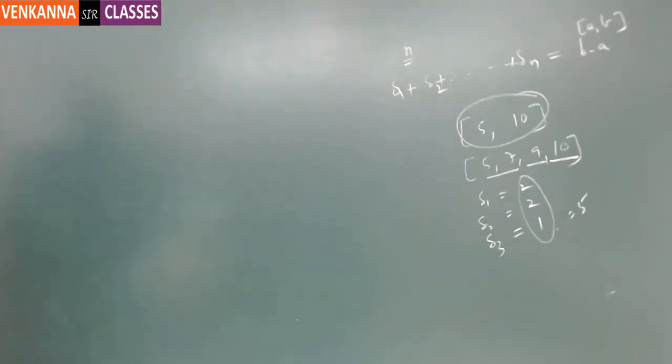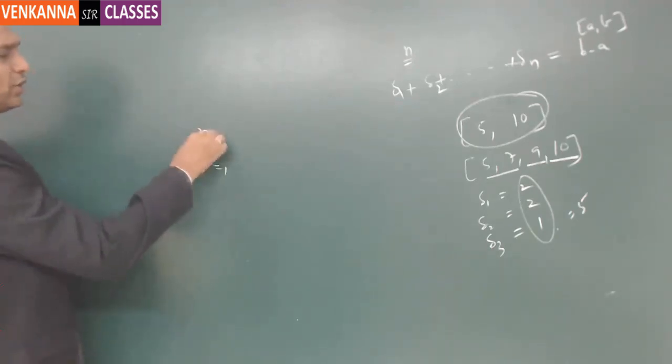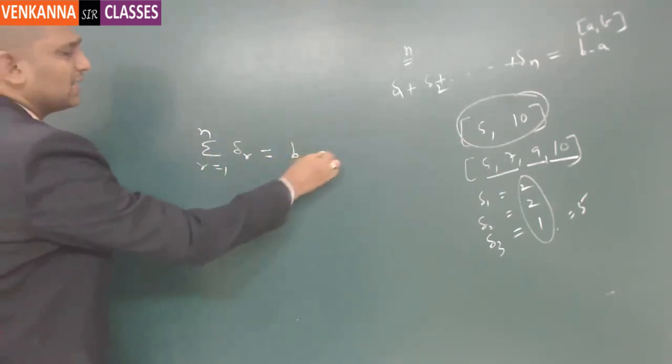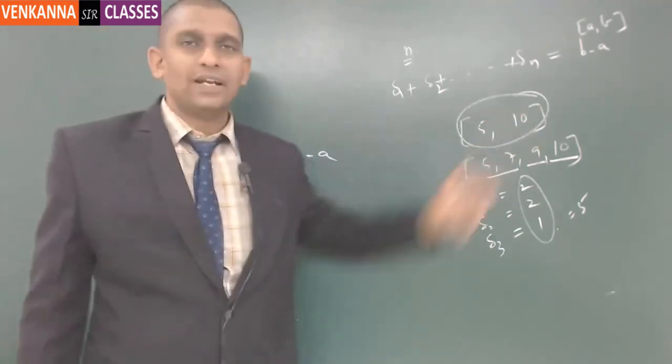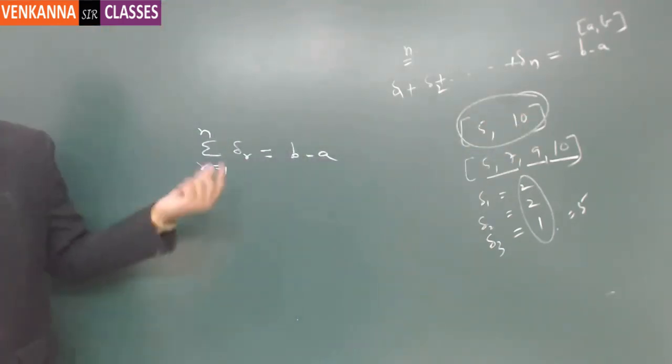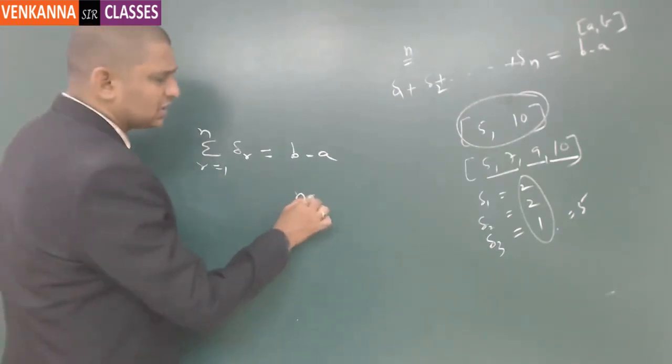So delta 1 plus delta 2 plus so on plus delta n, summing up all the subintervals' lengths, you are going to get the main interval length. So the general notation is summation r is equal to 1 to n delta r is nothing but b minus a, the main interval length. And now what happens as the number of points increases, the points you are choosing between the values 5 and 10, the interval values, here we are going to find one interesting thing, that is the norm.